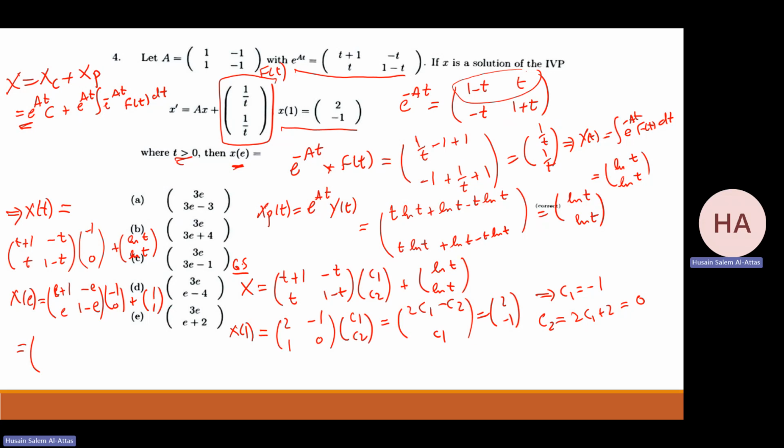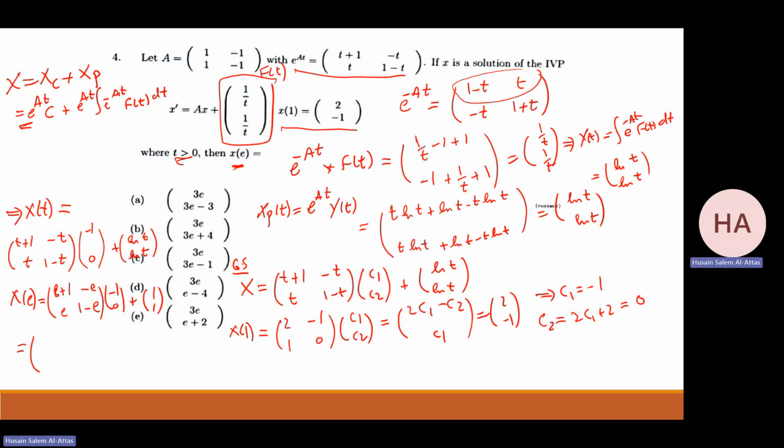So that will be the integral, ln t. Now multiply it by e to the power At. So you have t ln t plus ln t minus t ln t, which is ln t. And you have t ln t plus ln t minus t ln t, which is ln t. Okay, so this seems to be okay. t plus 1 minus t, t 1 minus t times c1, c2, plus ln t, ln t.